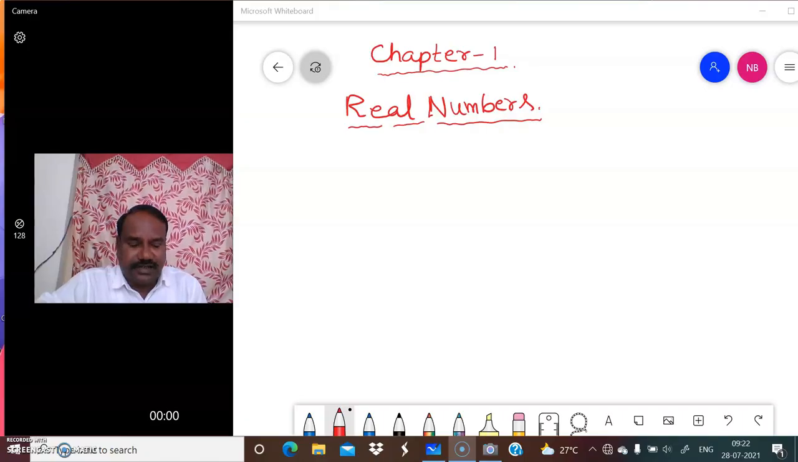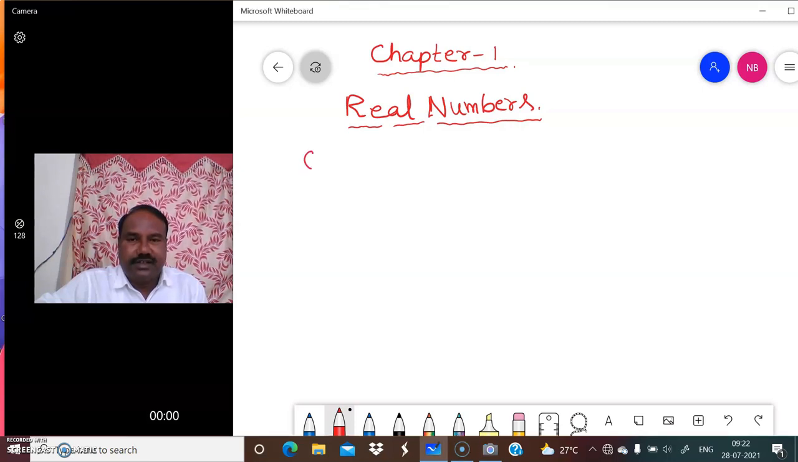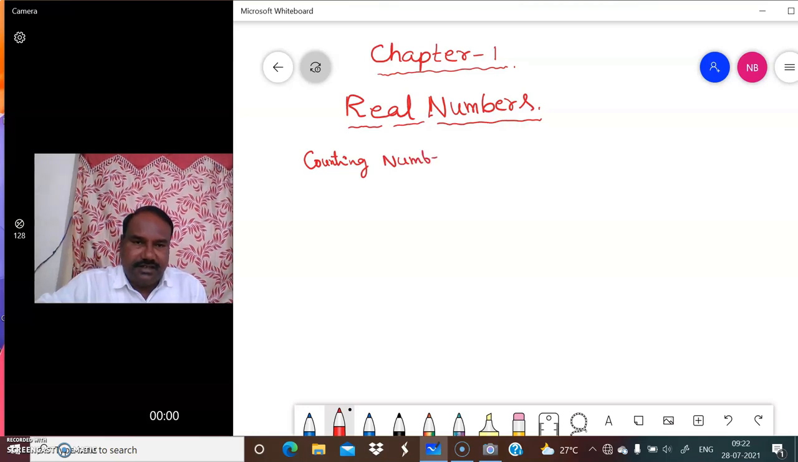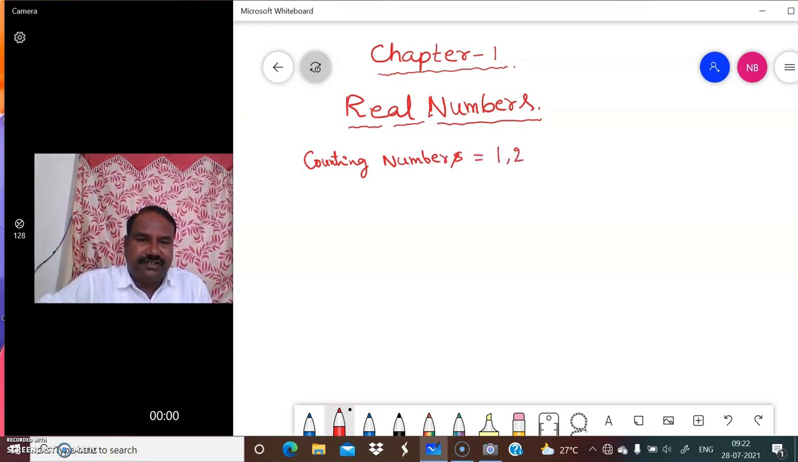Chapter 1: Real Numbers. In this real numbers concept, let us first discuss natural numbers, the counting numbers, which we use to count objects. If some chocolates are given to you, in what way do you count them? Nothing but using the numbers 1, 2, 3, 4, 5, and so on. We use these numbers to count objects, which are called counting numbers, nothing but natural numbers.